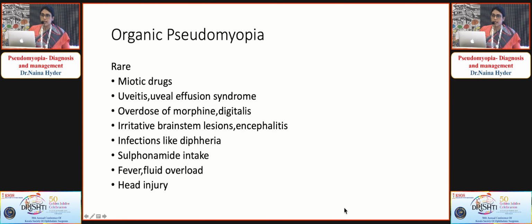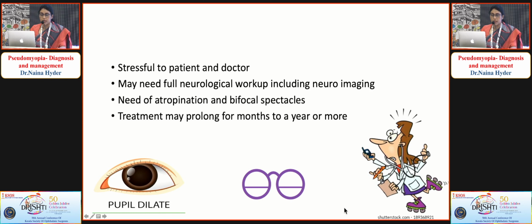Coming to organic pseudomyopia, it is rare. You can have it with miotic drugs, such as pilocarpine for glaucoma, uveitis, and uveal effusion syndromes. There is a long list of causes of organic pseudomyopia: overdose of morphine, digitalis, brainstem lesions, encephalitis, fevers, diphtheria, sulfonamides. Lots of studies and papers have come out; there was a paper on whiplash injury causing pseudomyopia, and head injuries. So there is a chance in these patients to have pseudomyopia.